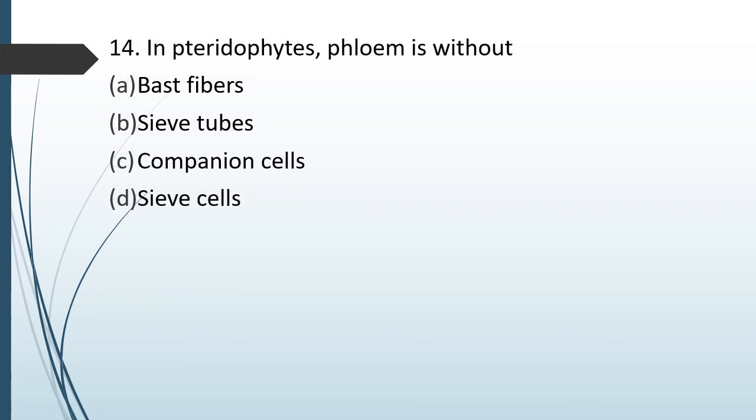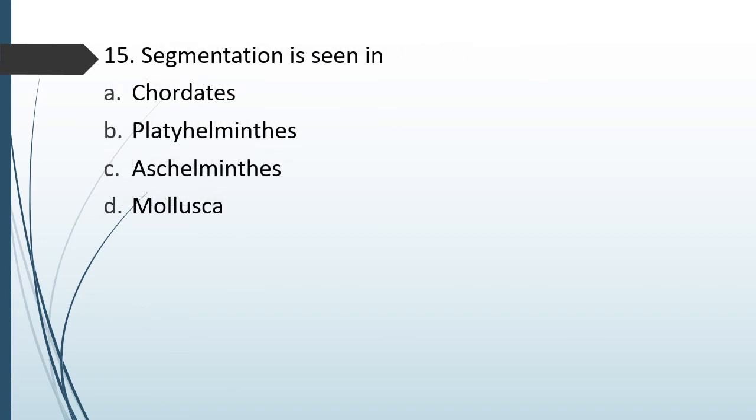Question number 69. In pteridophytes, phloem is without option A, bast fibers, option B, sieve tubes, option C, companion cells or option D, sieve cells. In pteridophytes, phloem is without. Correct answer is option C. There are no companion cells in phloem of pteridophytes. Question number 64. Segmentation is seen in option A, chordates, option B, platyhelminthes, option C, aschelminthes, option D, mollusca. Segmentation is seen in. The correct answer is option A, chordates.